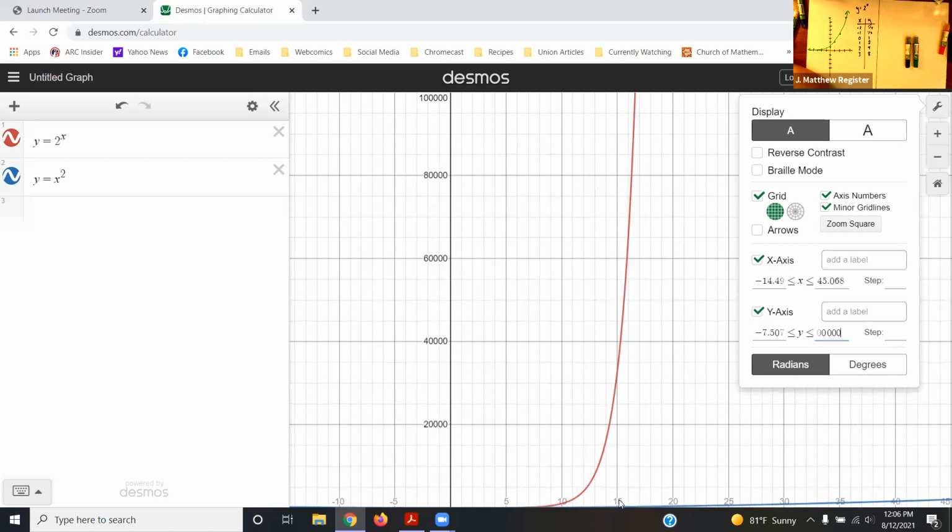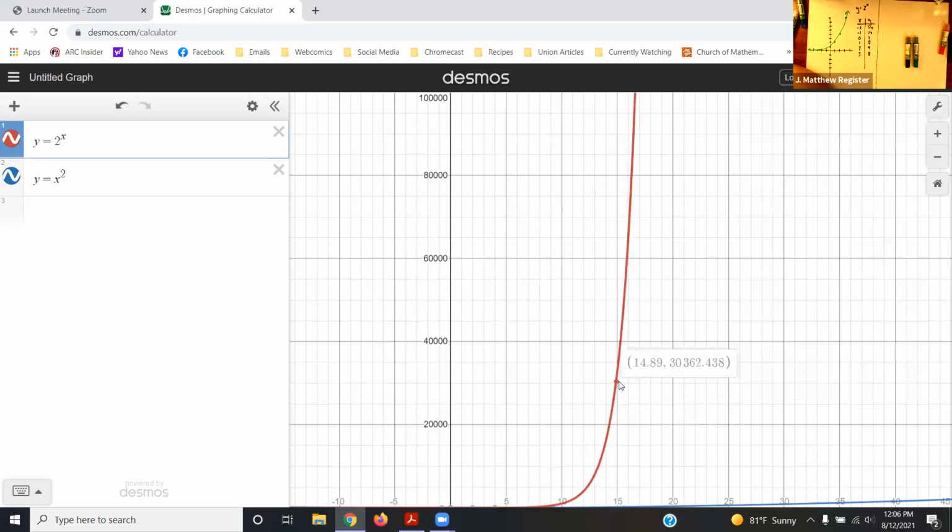Notice that by the time we hit 15, our 2 to the x function is already around, what is that, 31,000, 32,000. And so it's gotten massive by comparison. Our x squared at 15, I could probably just do the math and get the 225 out of it. And so the exponential, it's leaving that quadratic in the dust. And exponentials do that compared to any polynomial.